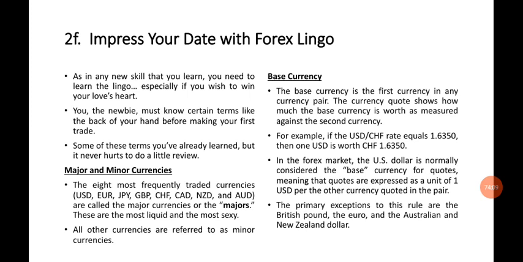Base currency. The base currency is the first currency in any currency pair. The currency code shows how much the base currency is worth as measured against the second currency. For example, if the United States dollar is paired with the Swiss franc and the rate equals 1.6350, then 1 US dollar is worth 1.635 Swiss francs. In the forex market, the US dollar is normally considered the base currency for quotes, meaning that quotes are expressed as a unit of 1 US dollar per the other currency quoted in the pair. The primary exceptions to this rule are the British pound, the euro, and the Australian and New Zealand dollar.